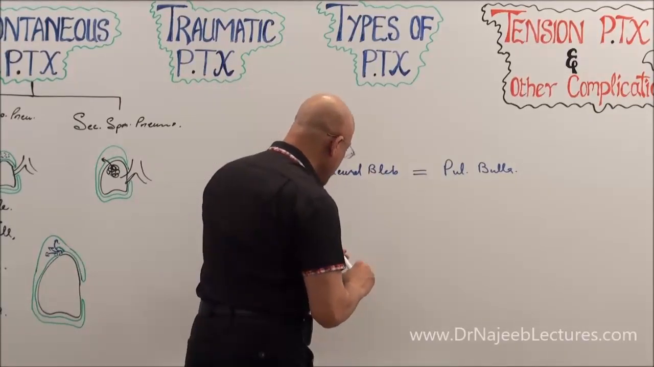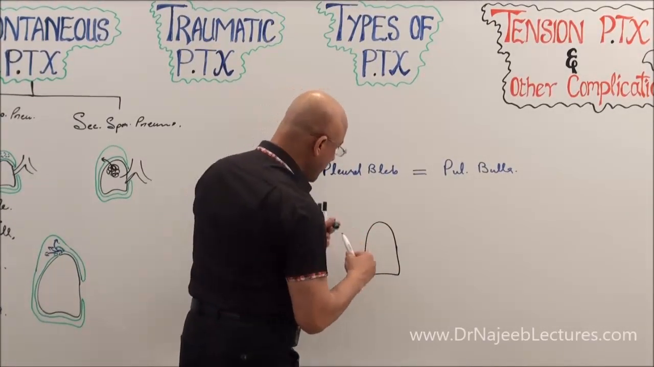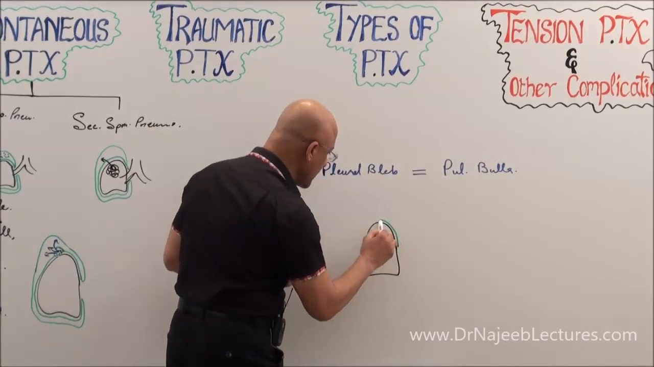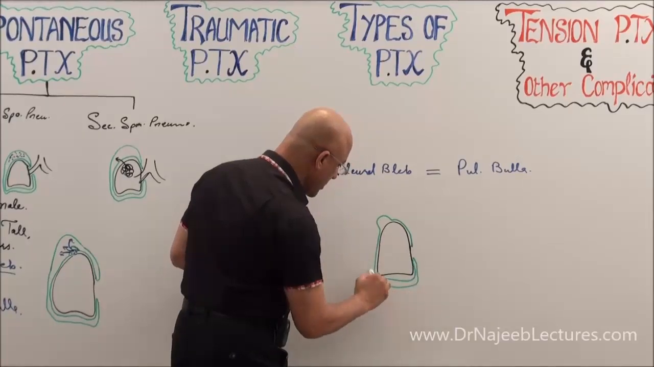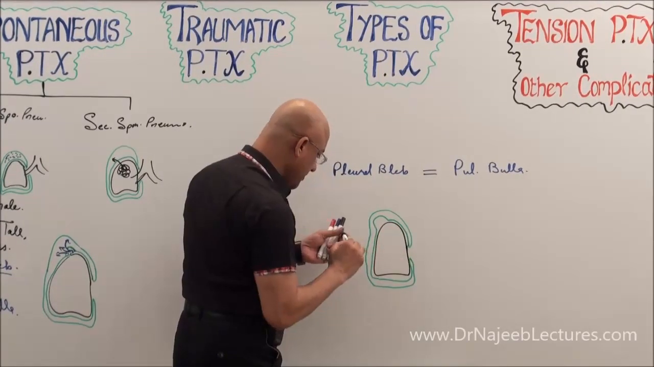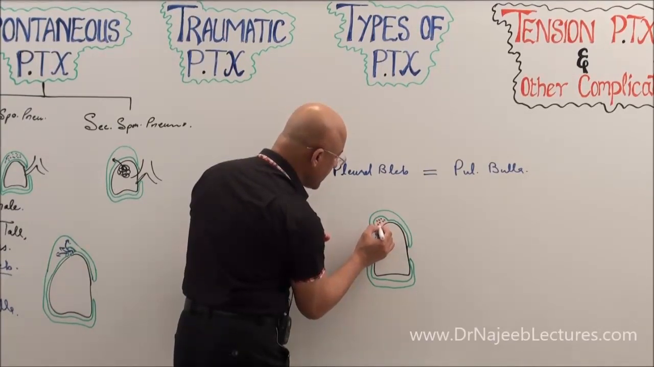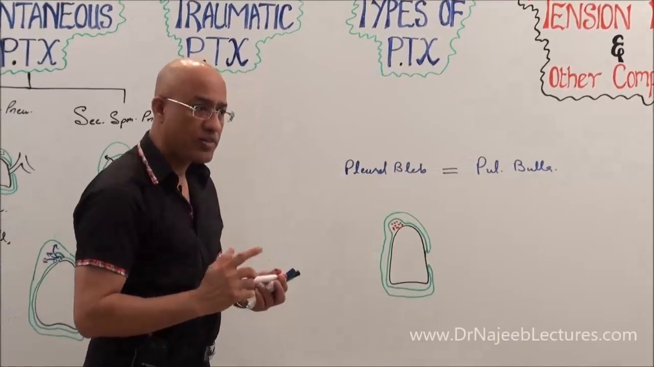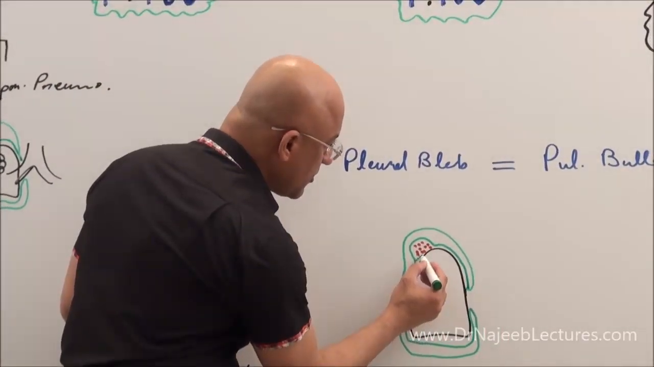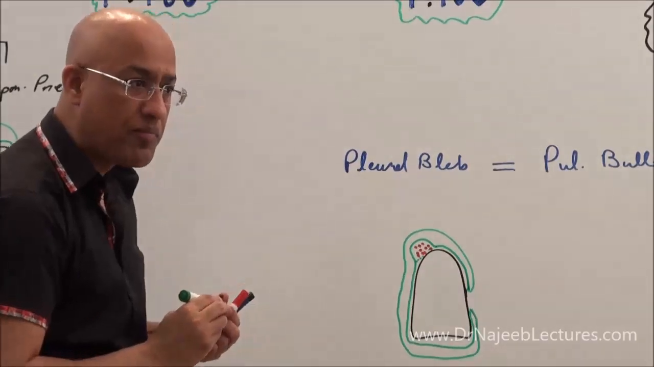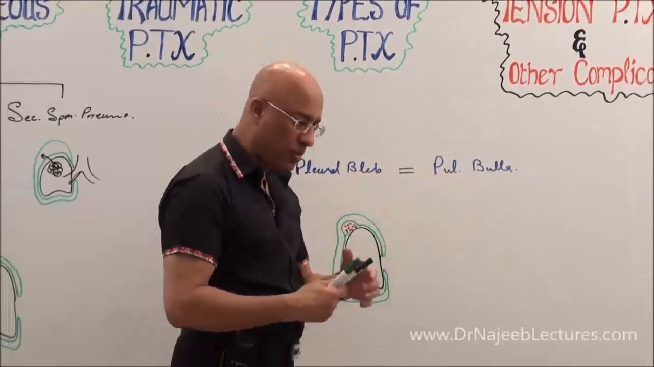The difference is, if this is the lung, this is your which layer? Visceral. If air is trapped here, if air bubbles are trapped here, what is this? Subpleural bleb. Or if there is a little visceral pleura here also, it is intrapleural bleb. Now, how is it different from pulmonary bulla?